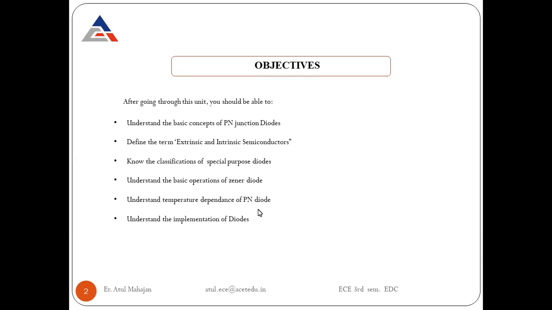We'll be dealing with the basic concepts of PN junction diode. PN junction diode is what? What is P and N? P and N stand for positive and negative terminal of the diode. How many terminals are there in a PN junction diode? We have two terminals, one is positive, one is negative. So that is known as a PN junction diode, which is used for the flow of the current.